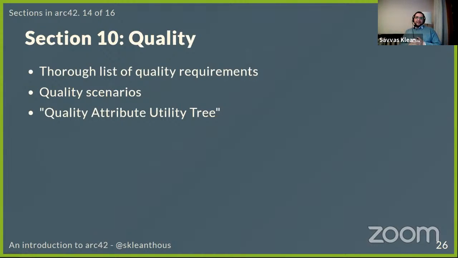Quality goals, basically, is this section. We're going through all of the different quality requirements that we have, all of the goals that we have from the perspective of quality, all of the quality scenarios. And I don't know if you're familiar with the quality attribute utility tree. This is something that I learned relatively recently, by the way. But this is where this kind of information belongs, basically.